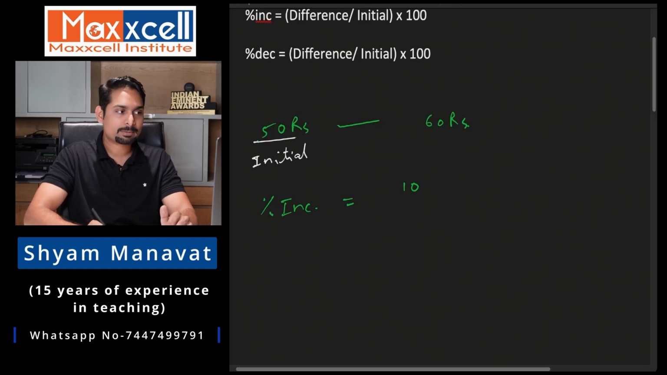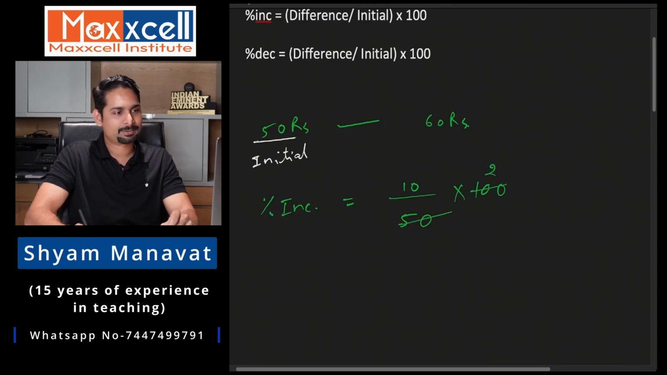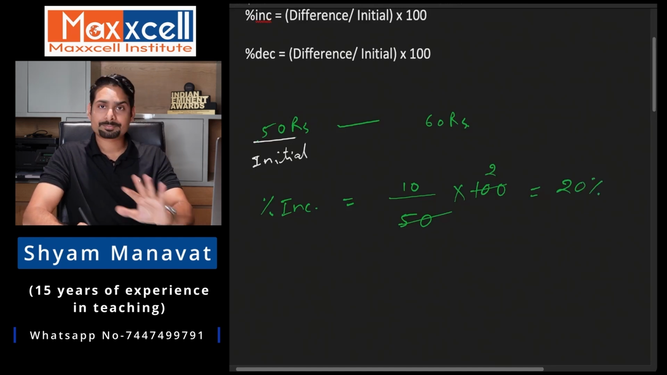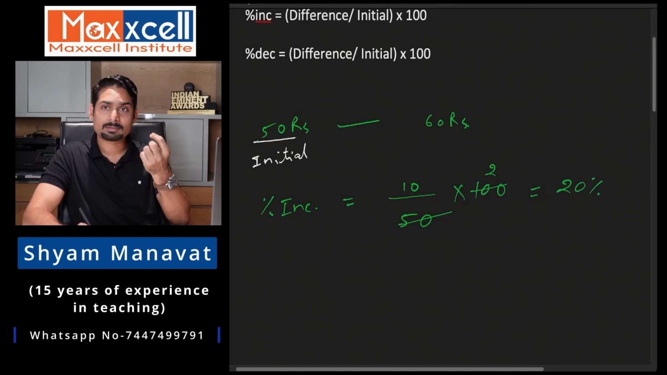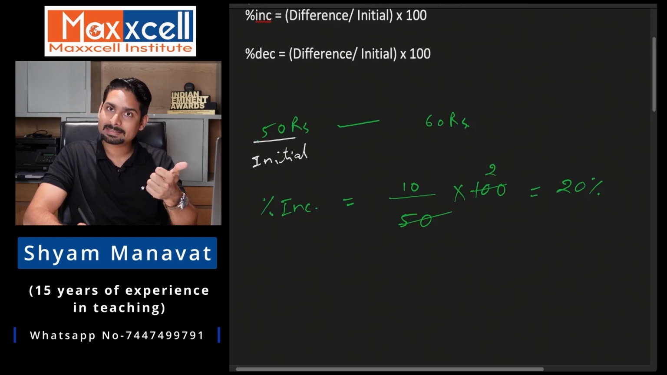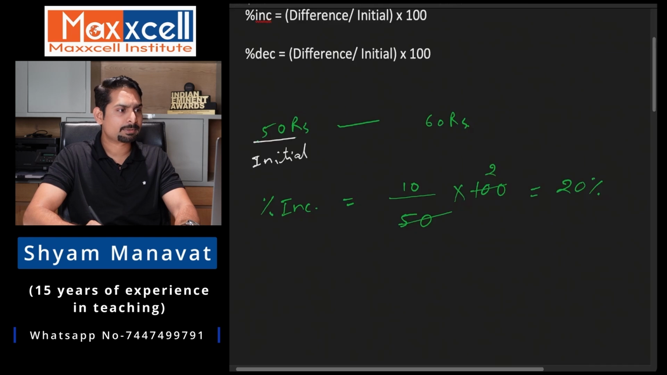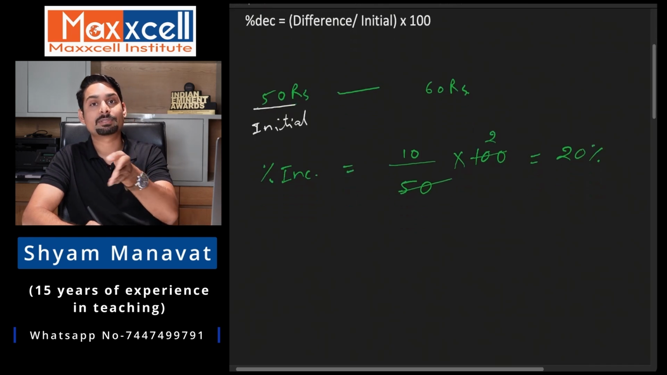So if you want to calculate the percentage increase here, you have the difference of 10 divided by 50, that's the initial value, multiplied by 100. 50 twos are 100, and the percentage increase in the price is simply 20%. So take the difference, divide by initial, in percentage increase as well as in percentage decrease, in both cases. In percentage decrease you will find the value decreasing.